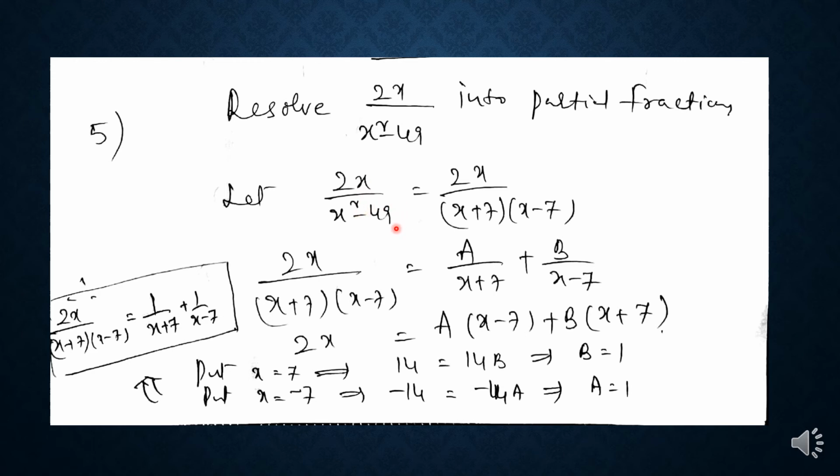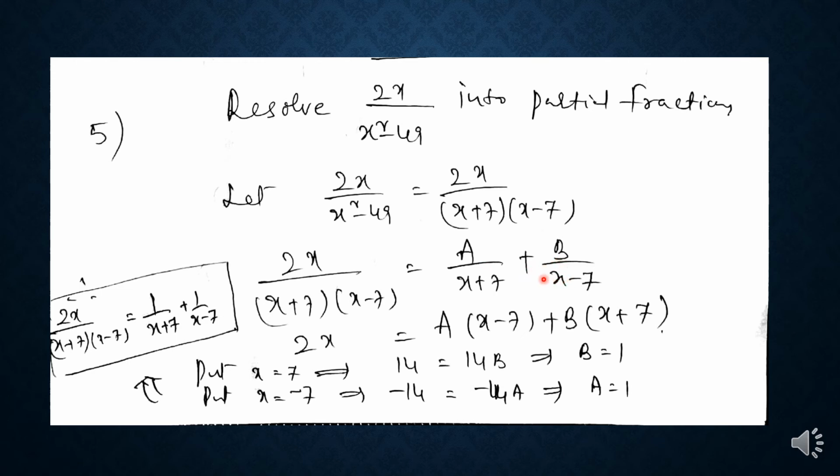In the denominator we can see the expression x square minus 49. Can we factorize this expression? Yes, it is possible to factorize it. This is in the form of a square minus b square, which can be written as a plus b into a minus b, that is x plus 7 into x minus 7. So these are the two linear factors. So this can be written as 2x by x plus 7 into x minus 7 is equal to, with two non-repeated linear factors, a by x plus 7 plus b by x minus 7.